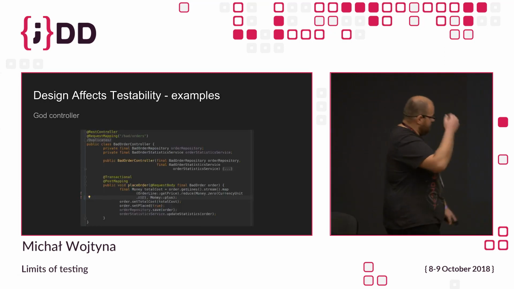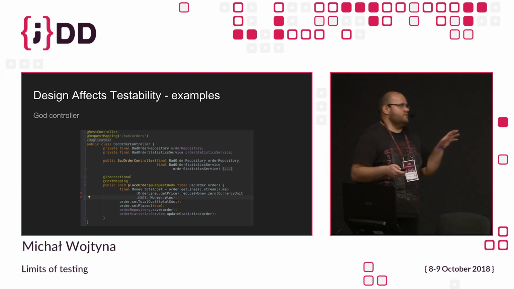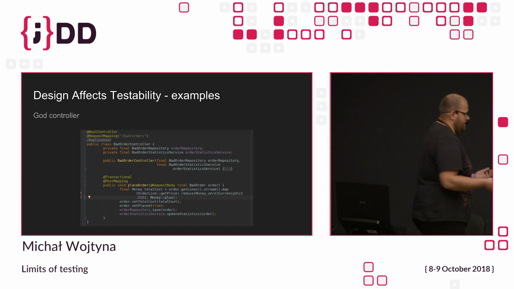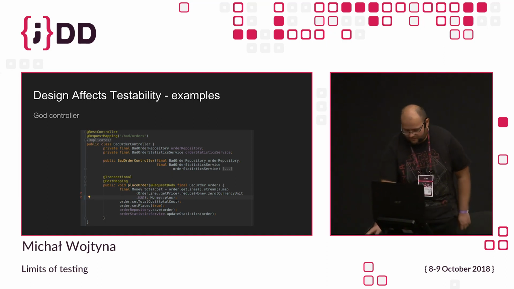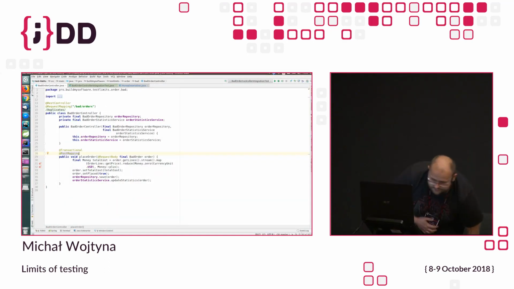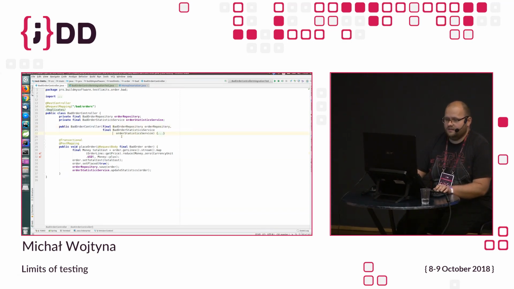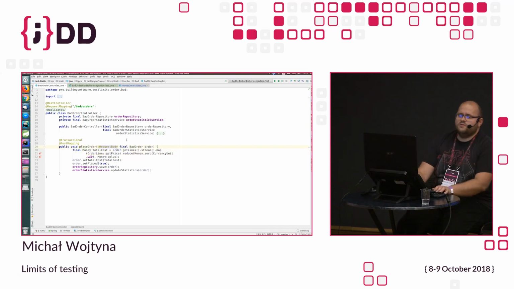Okay, so let's start with something juicy. Let's start with an example. We will start with three examples of code which has bad design and thus is hard to test. The first case is an example of the God class anti-pattern, something I call a God controller, which we can sometimes find in our projects. But I'll switch to the real code here. It's probably better. Okay. So let's take a look for a moment at the method placeOrder in the controller. Can you tell me what's wrong with it?